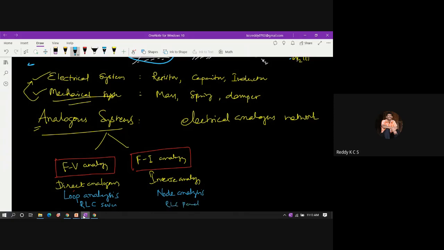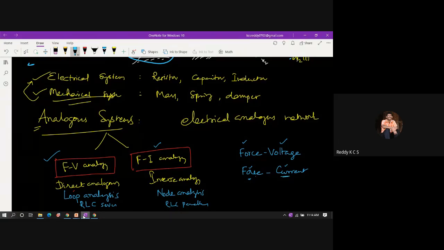These are the things to know about the FV analogy and FI analogy, where F stands for force: force voltage analogy and force current analogy. In the mechanical system we write the force equation. In the electrical system we write the voltage equation in one case, and the current equation in the other. That's why it's called the FI analogy, and this is called the FV analogy.